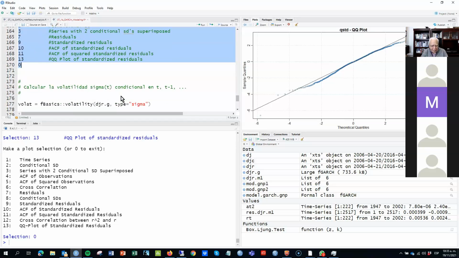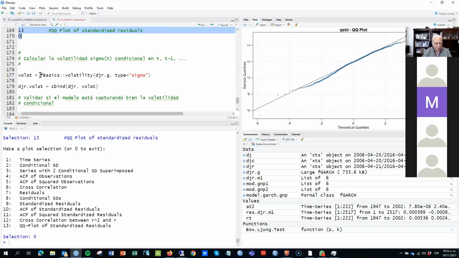Now the other thing that is normally done with this series, and in particular this is of interest for the people who work with financial time series like stock prices and stuff like that, is to calculate the volatility. Okay, the sigma of t conditional on t minus 1, t minus 2, and so on. For that, there is a function. I need to specify that it comes from the basic R, because there's another volatility function that doesn't come from the basic R.